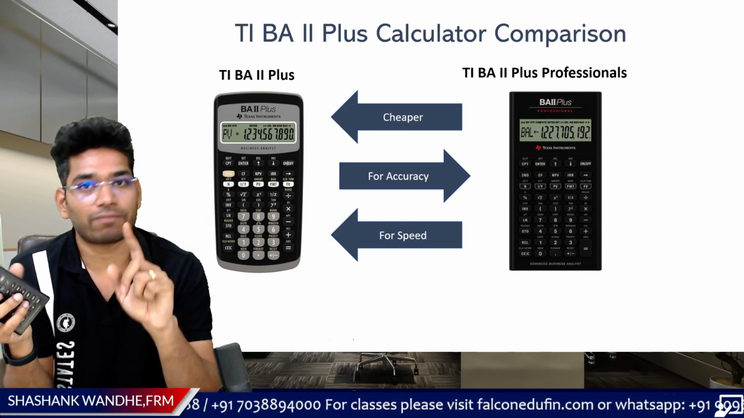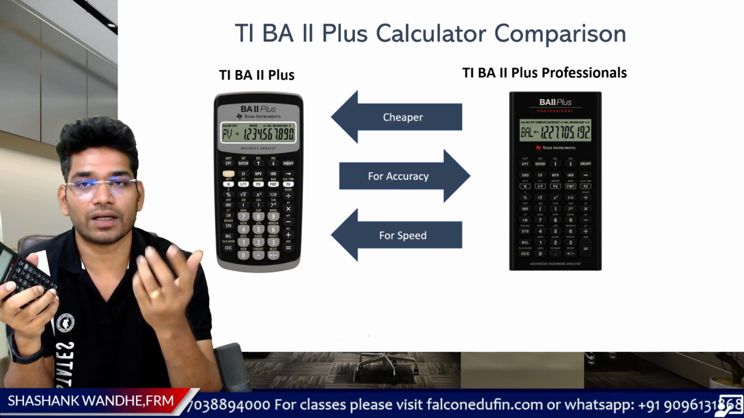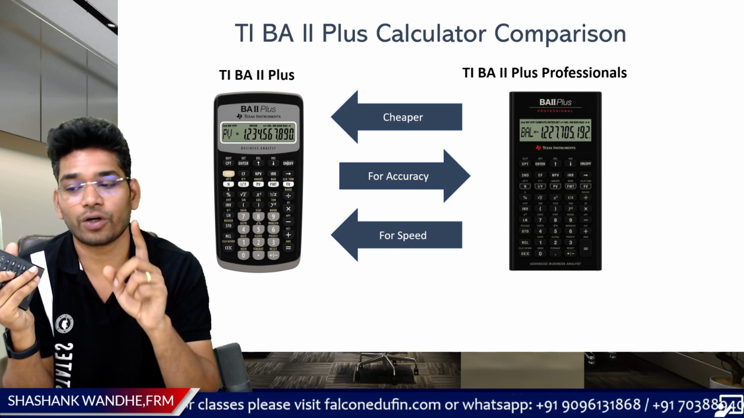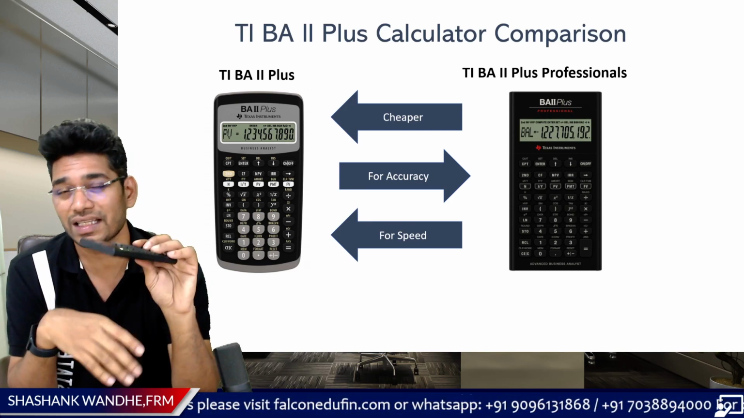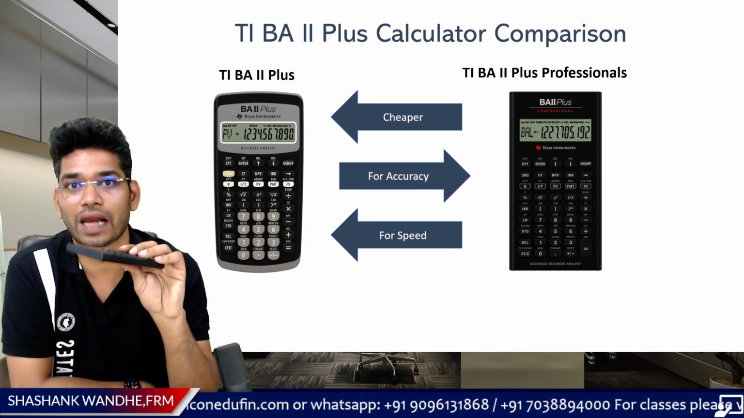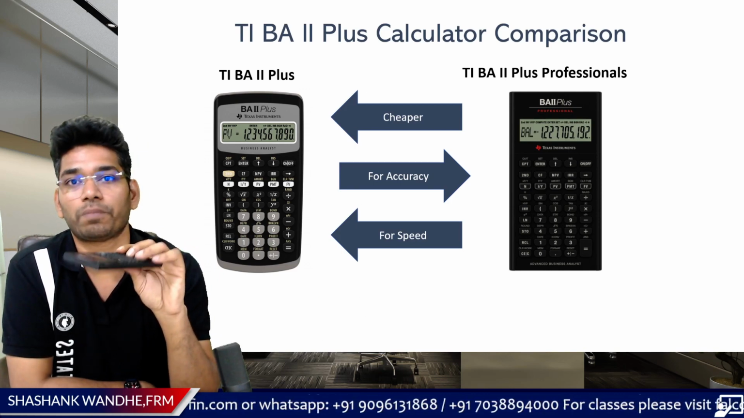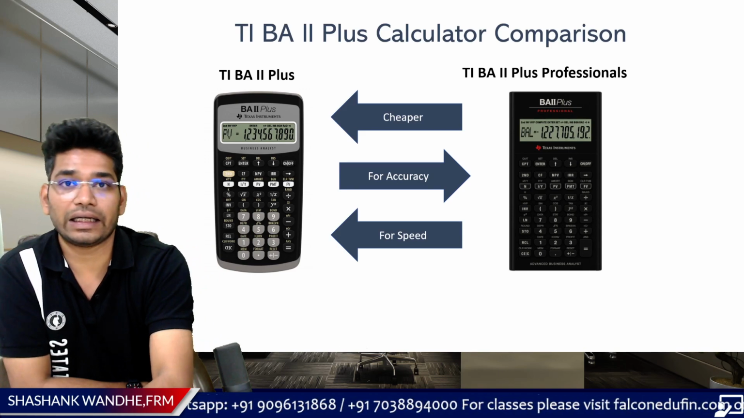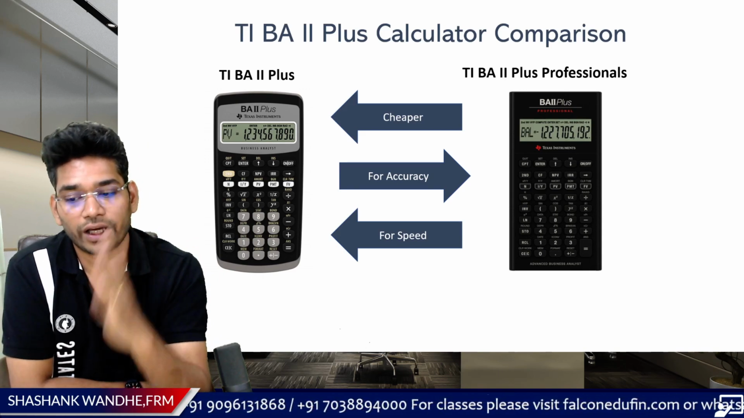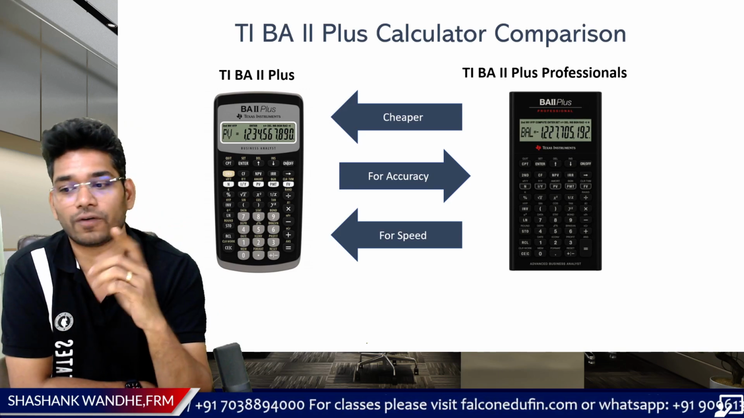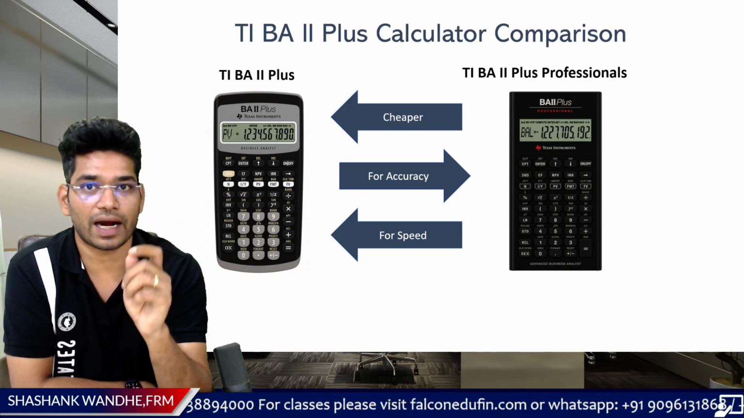But if you don't have this problem, like big fingers and a big palm size, then I would recommend you go for the plus version, because if you use the professional calculator, you will reduce your calculation speed, because you have to press keys harder. So you can't easily press the keys, and that's a really big problem. So if you prefer accuracy, go for the professional version. If you prefer speed, go for the plus version. So this would be the deciding factor.